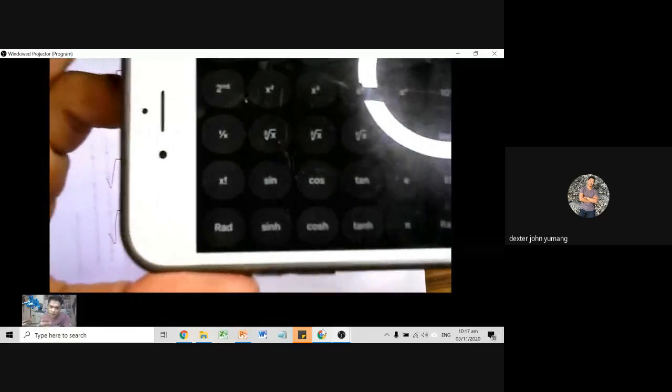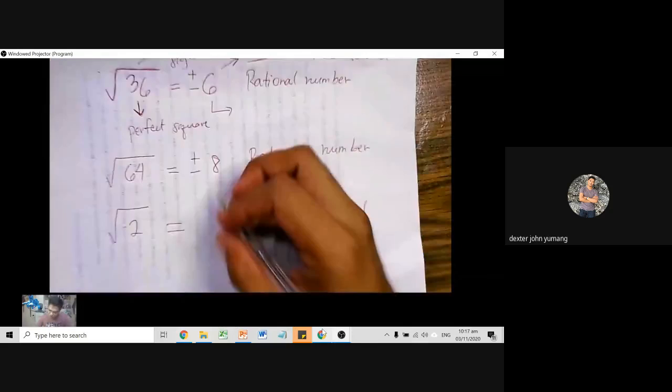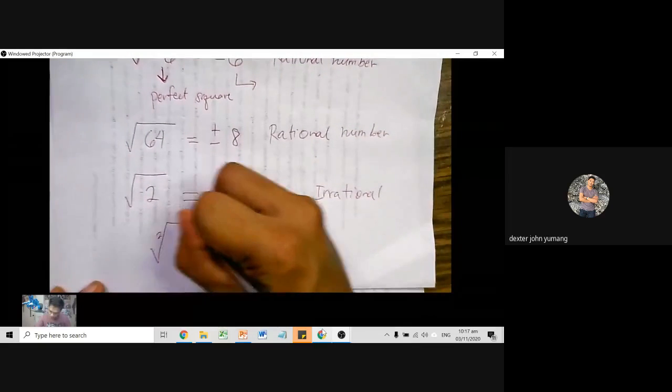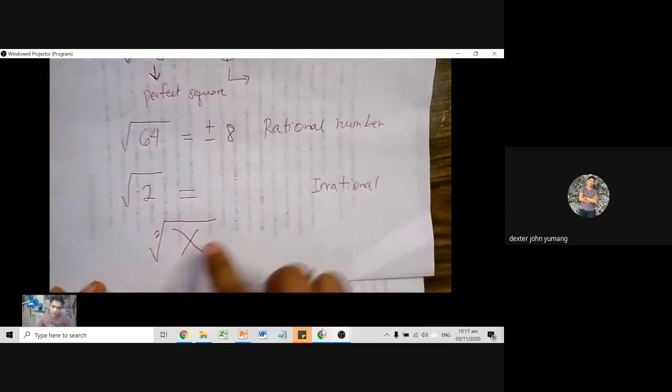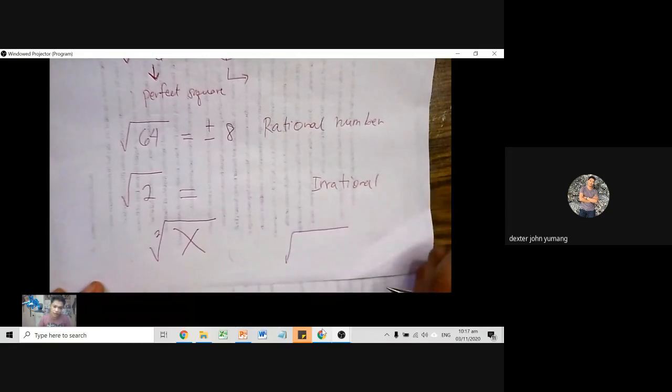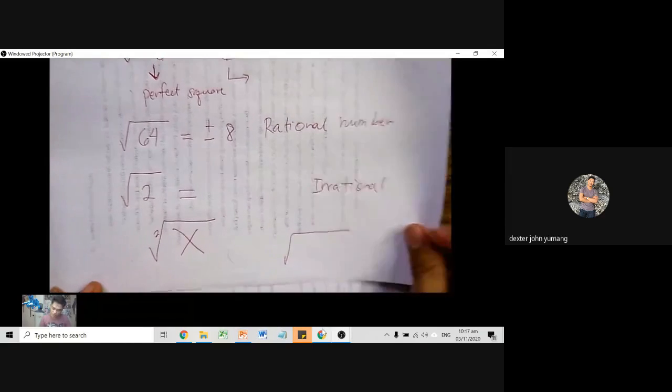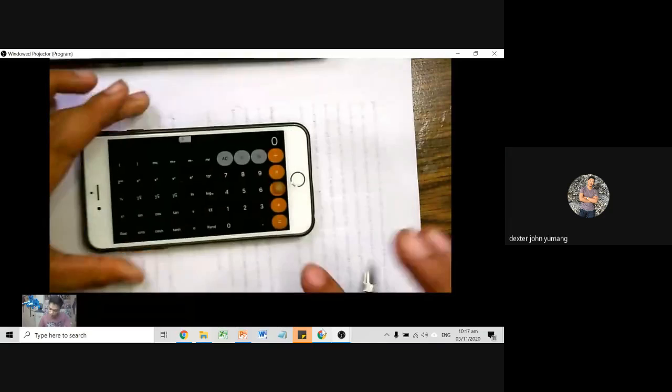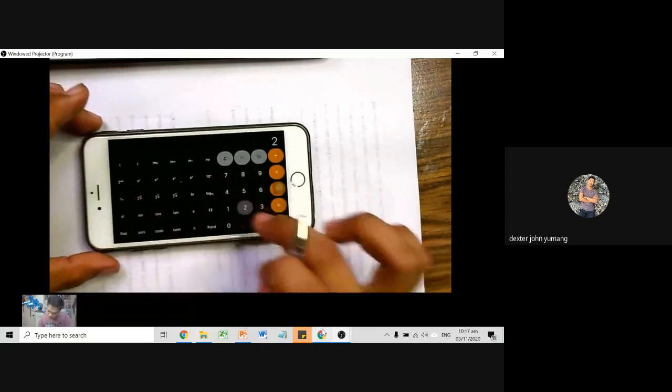Yan po yung maliit na 2 tapos square root x. Ganyan po ang symbol. Kung wala pong ganyan, meron sa ibang calculator, ganyan lang. Okay na po yun. The same lang po sila. So, square root of 2. Try natin solve ang square root of 2.